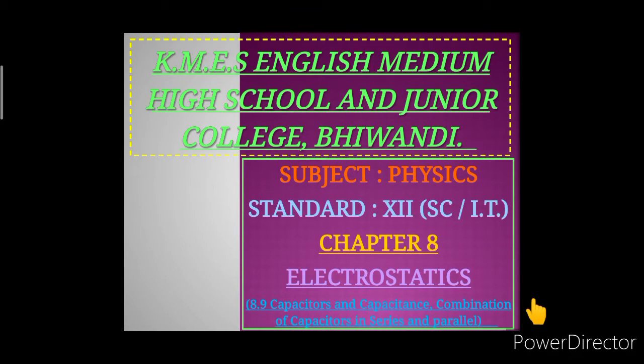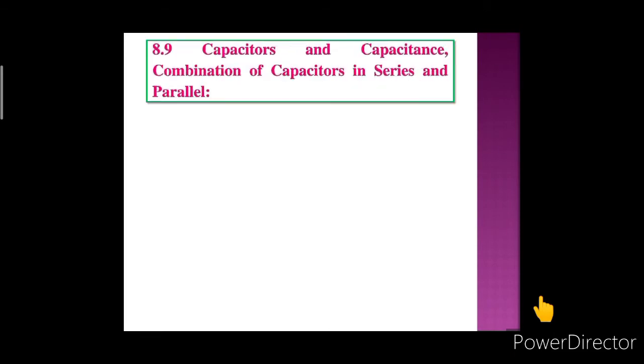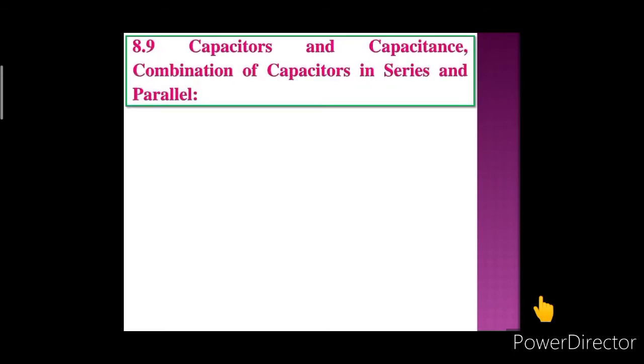Hello students, in the last lecture of chapter 8, electrostatics, we have studied dielectrics and electric polarization. Now let's proceed with the chapter. The next topic we have is 8.9, capacitors and capacitance, combination of capacitors in series and parallel.